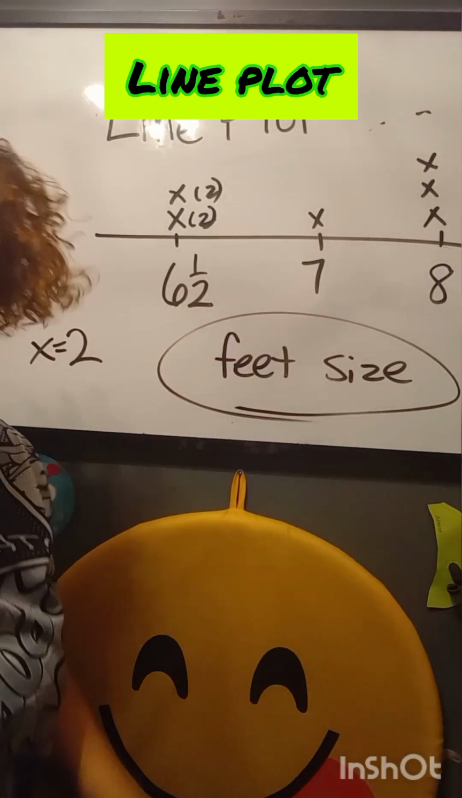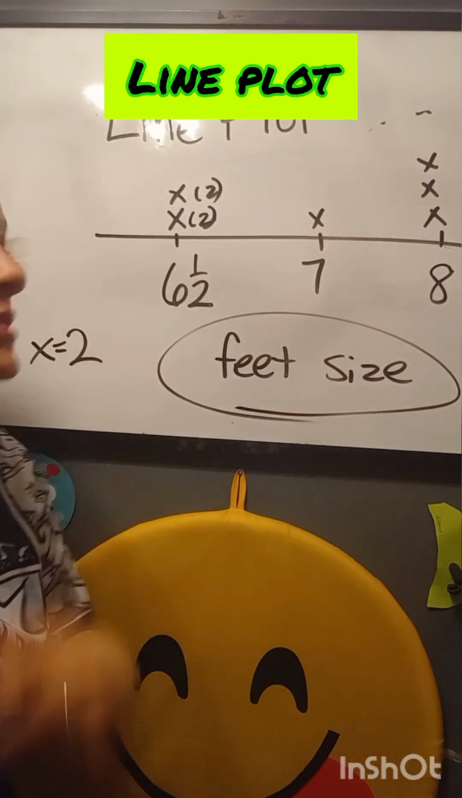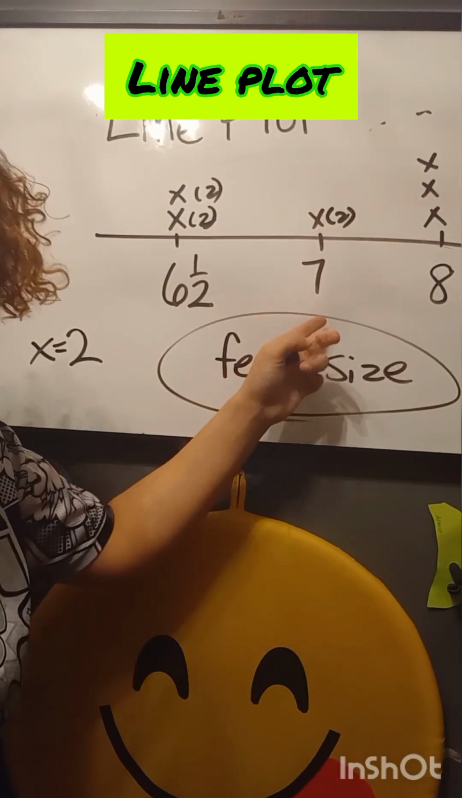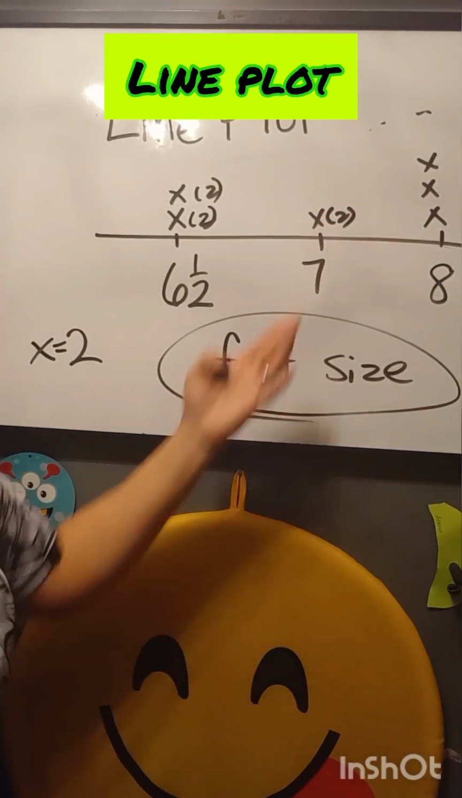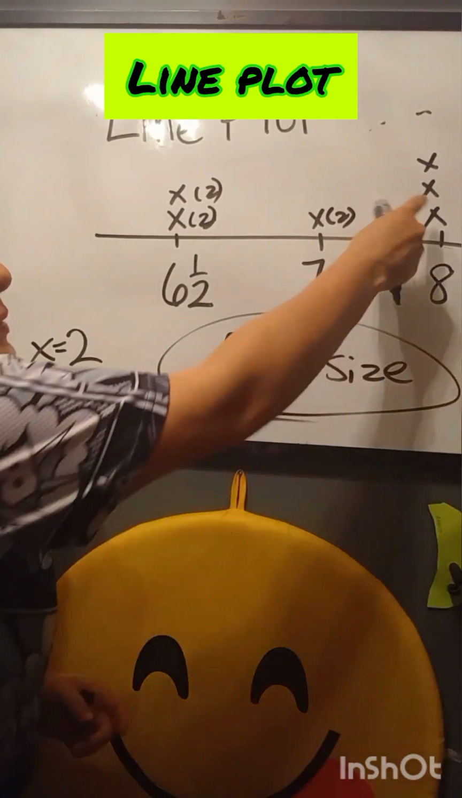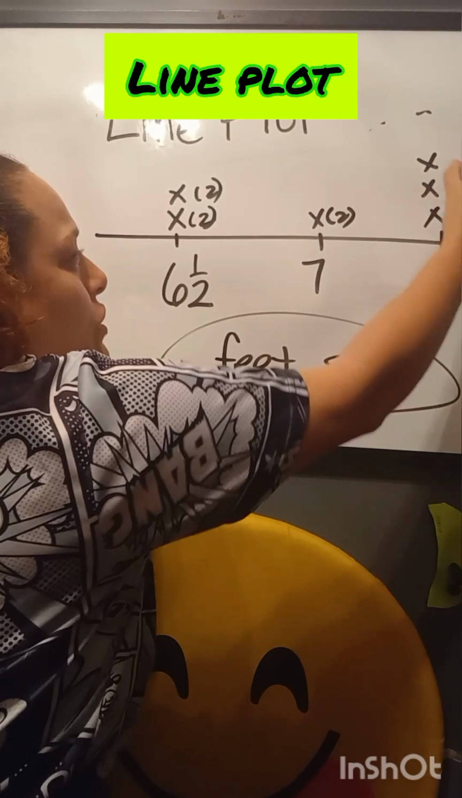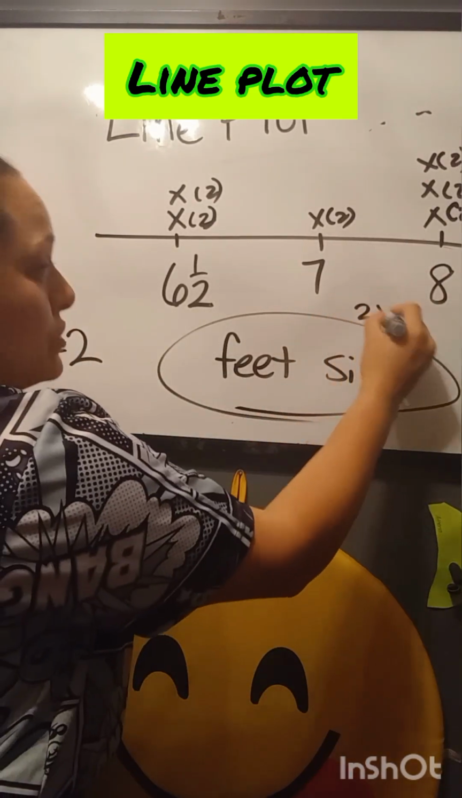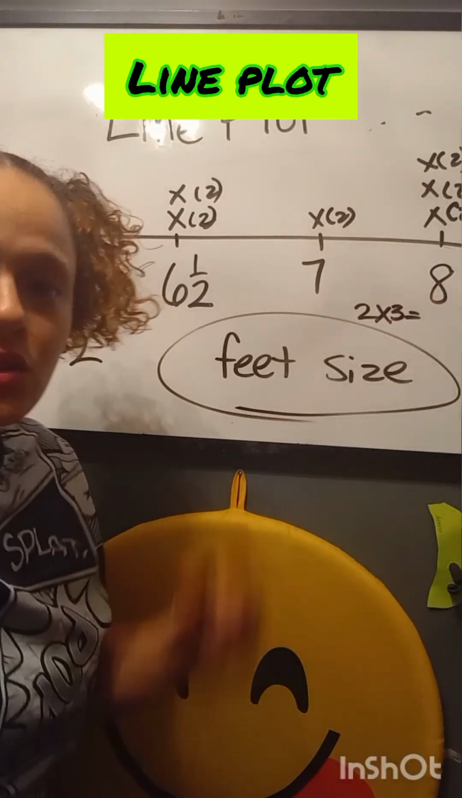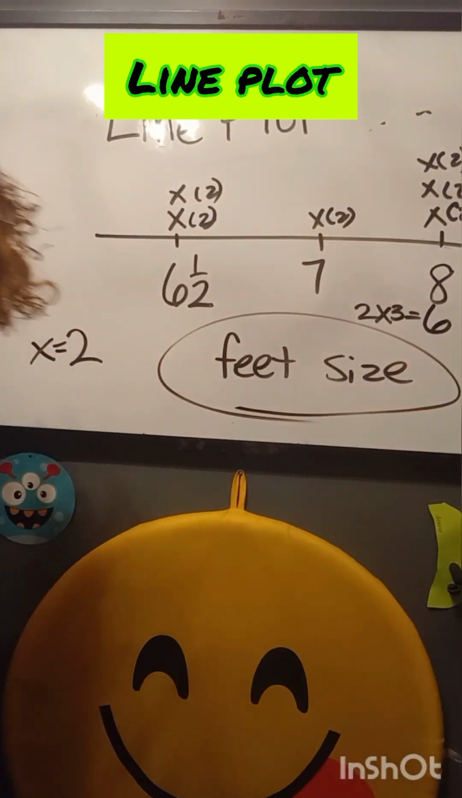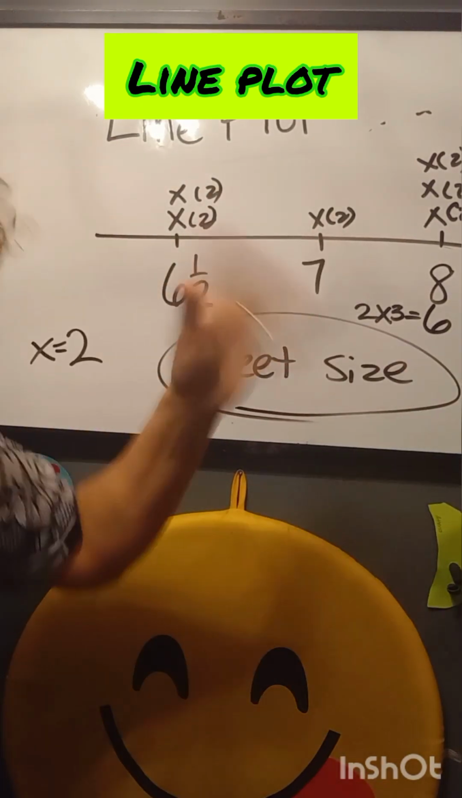Now for the 7, we have 1 x, so it's just 2. So for the size 7 shoe, because we're talking about this size shoe, it's just 2. Now for 8, we have 3 x's, or 2 three times, which we can do 2 times 3, which gives us 2, 4, 6. That would give us 6 size 8 shoes.